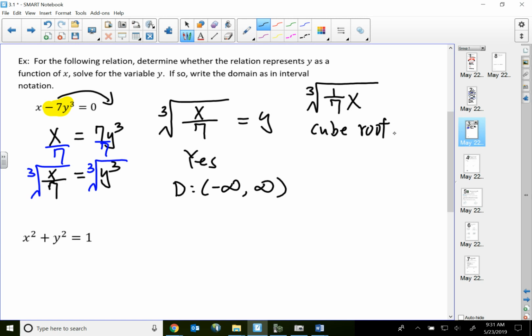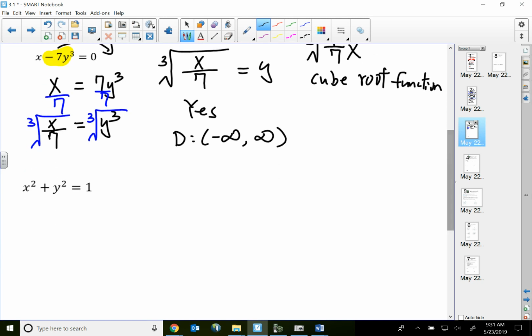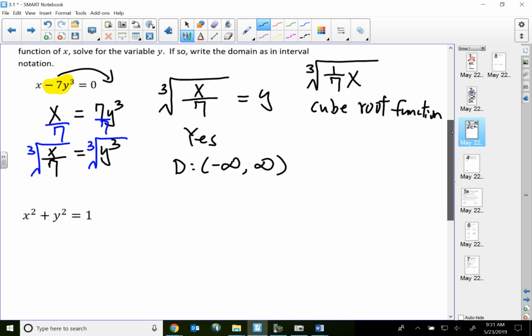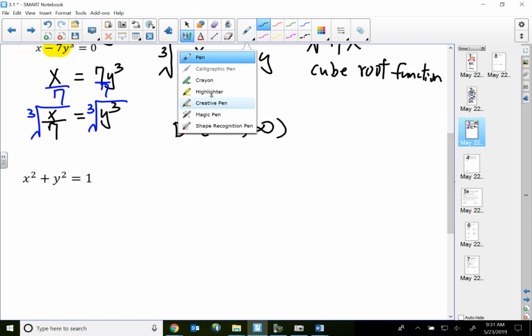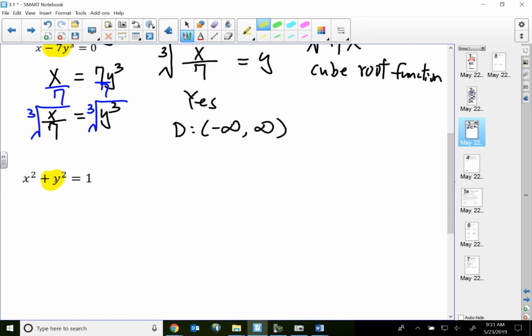All right, let's try another one. x squared plus y squared equals 1. Does this relation represent y as a function of x? I've got to get y by itself, solving for y. My variable term is positive, so I'm going to let it stay. Move the x squared over.